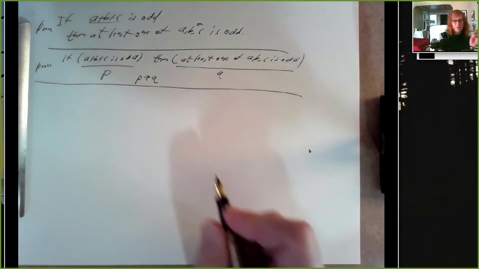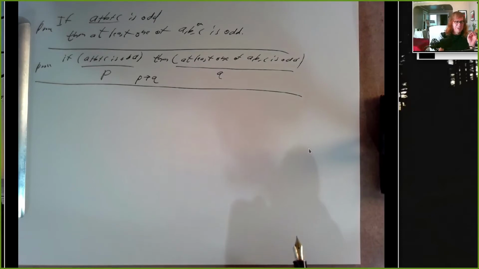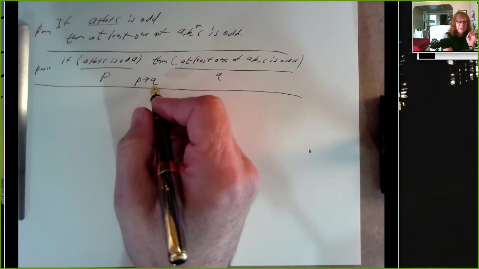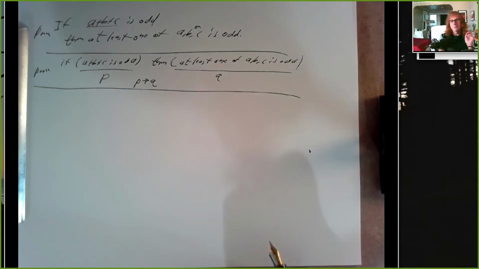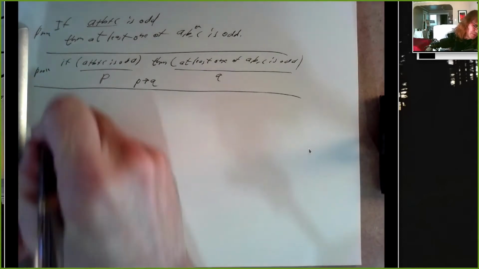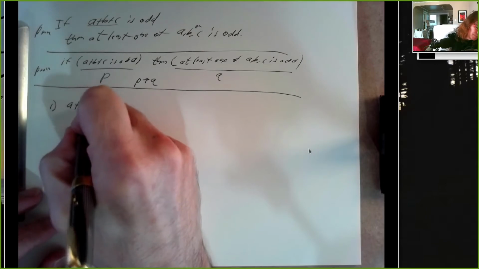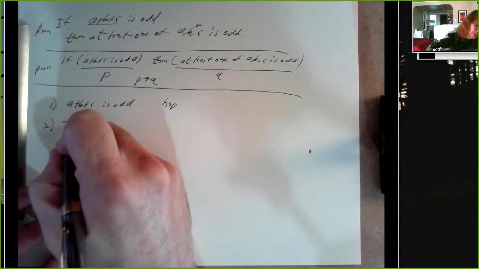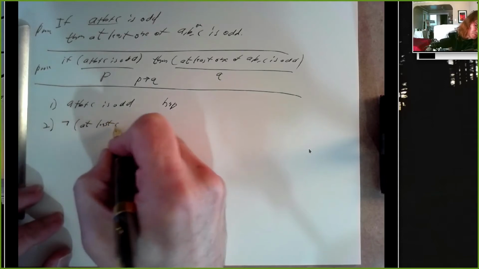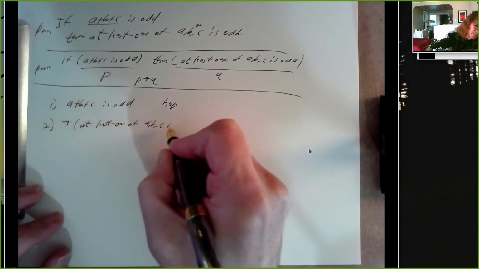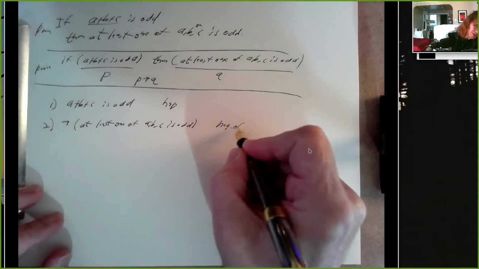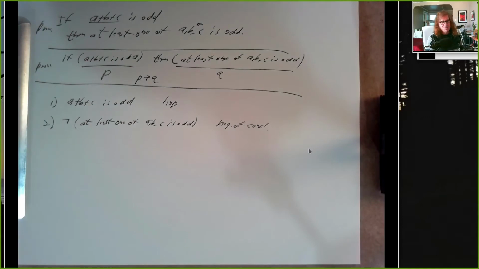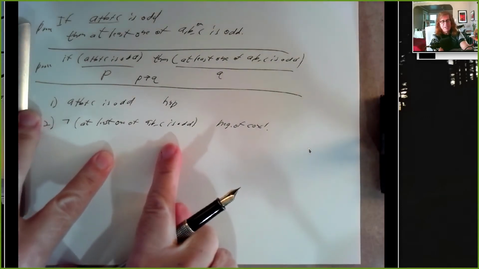So to do an indirect proof, we start by negating the conclusion. We assume the hypothesis and we assume the negation of the conclusion, and then we argue to a contradiction. And then we say, therefore, the original conclusion must have been true. It's a contrapositive wrapped in different clothing. So step one, A plus B plus C is odd. That's the hypothesis. Step two, I'm going to say not at least one of A, B, C is odd. That's the negation of the conclusion. So I'm negating the statement that at least one of A, B, and C is odd.